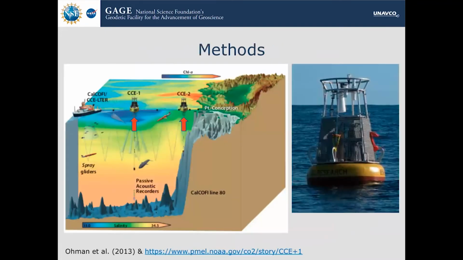For the methods, we used data from 2 buoys deployed by NOAA in the California Current. CCE1 was our buoy that was located in open ocean, and CCE2 was our buoy that was located in near shore. And together, these two buoys both collected pCO2, pH, and other seawater surface parameters. And this data was available at the National Centers for Environmental Information.